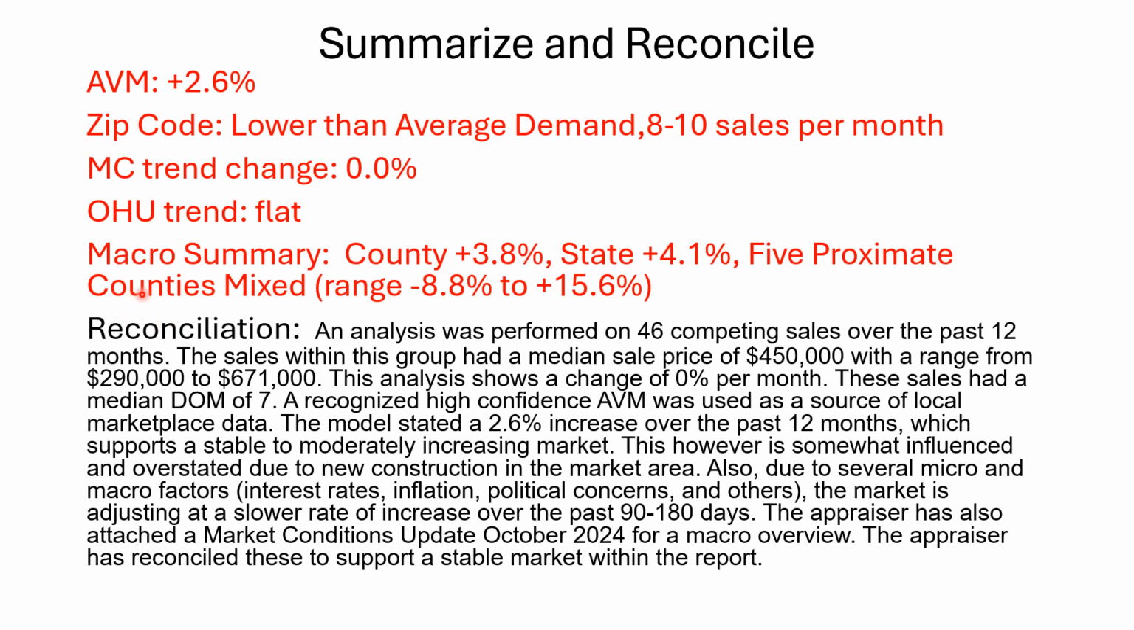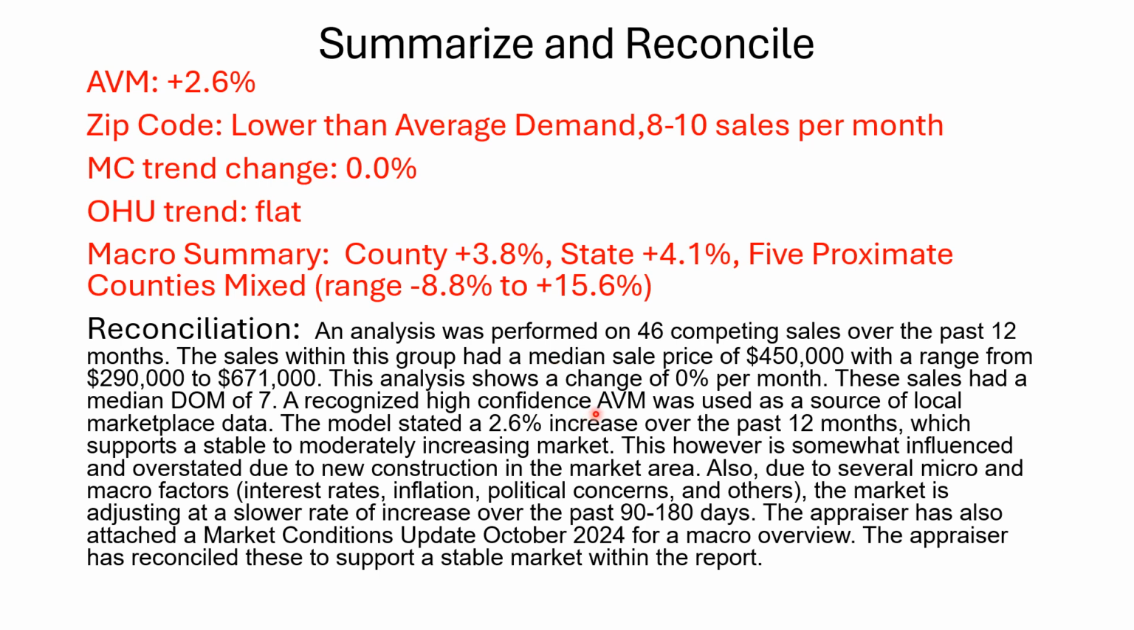The five proximate counties that we cover that kind of surround or border this specific property ranged from down 8.8% to up 15.6%. So it's a pretty wide range. So now we have some data points, we now have some facts, we now can reconcile these like we would reconcile an opinion of market value based on some moving parts. And I will repeat this pretty much verbatim, but I'm sure you could read it, but I want you to understand how important this is.